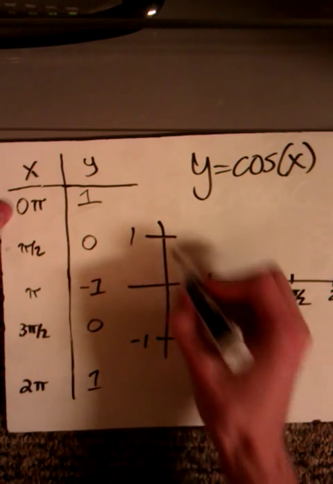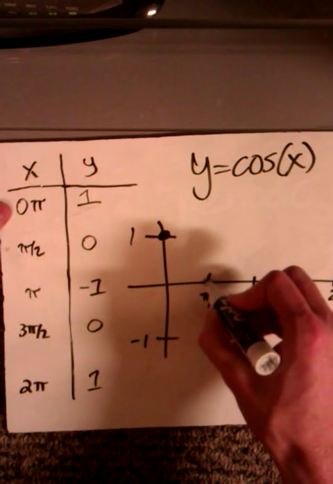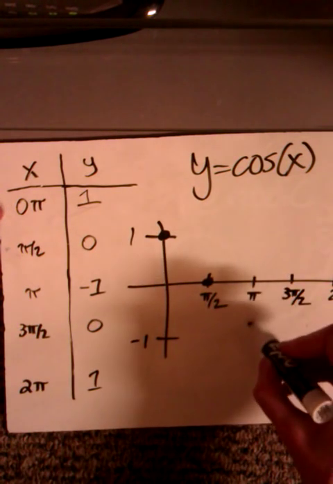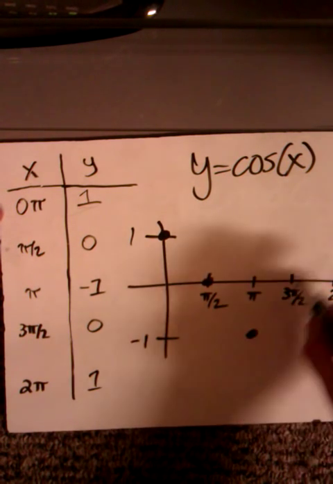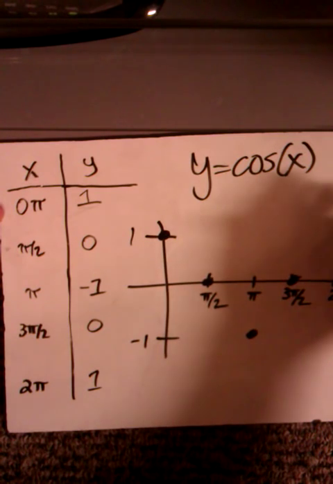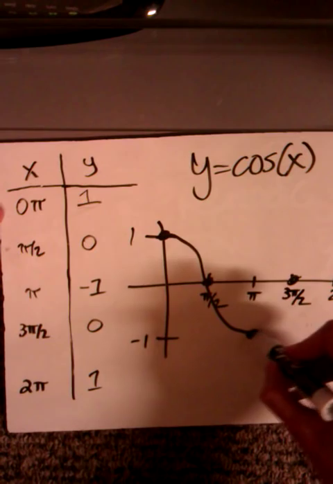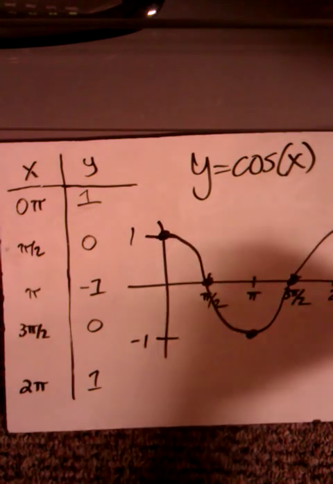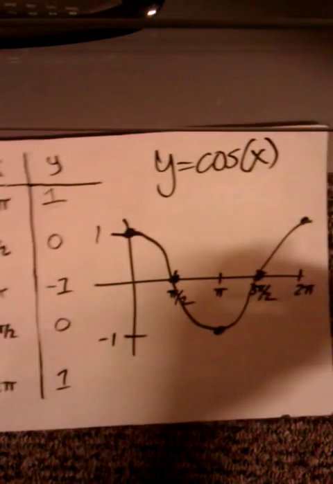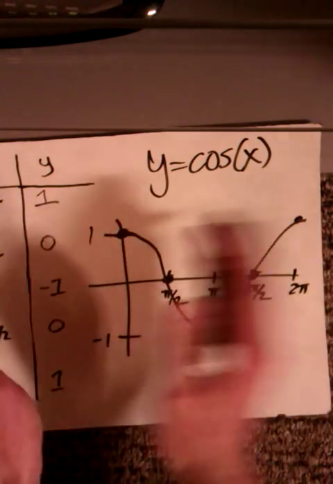So at 0, cosine is 1, and it goes back to 0. At pi, it's negative 1, and back to 0. And at 2 pi, it's back to positive 1. So you'll notice that this graph looks very familiar. It looks exactly like sine did. The only difference is that it's shifted over pi over 2 units.